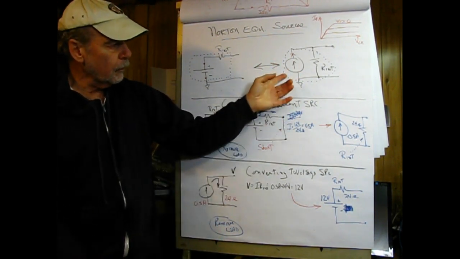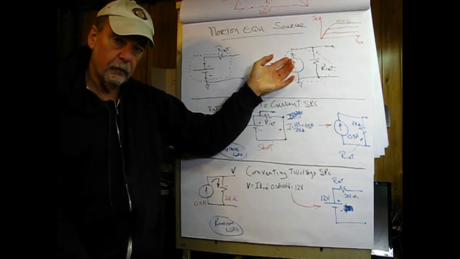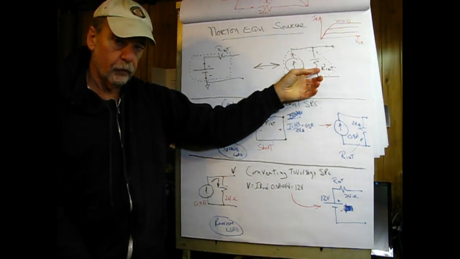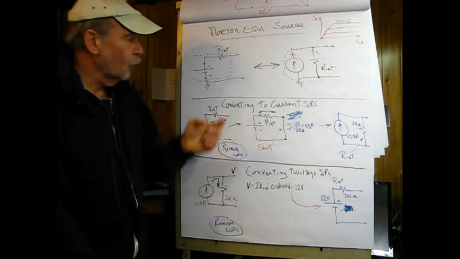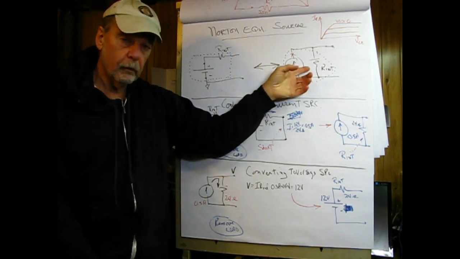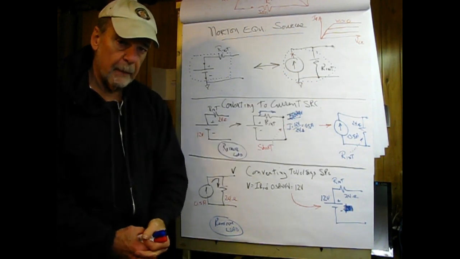So the symbol for a current source is a circle with an arrow through it that points in the direction of conventional current, and it also has an internal resistance. A perfect voltage source has an internal resistance of 0 ohms. A perfect current source has an internal resistance of infinity. So they're very much opposite.